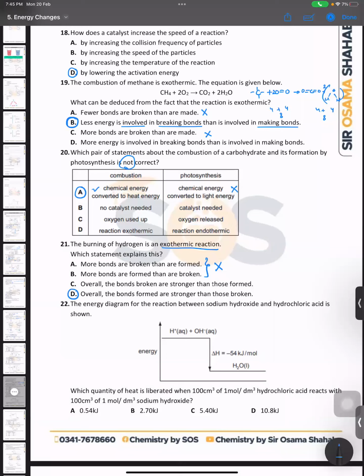Next, question number 22. Shoaib, can you answer this? The energy profile diagram for the reaction between sodium hydroxide and hydrochloric acid is shown. Which quantity of heat is liberated when 100 cm³ of 1 mol/dm³ hydrochloric acid reacts with 100 cm³ of 1 mol/dm³ sodium hydroxide? Yes, Shoaib, what is the answer of this?